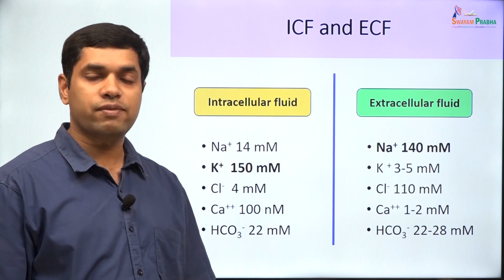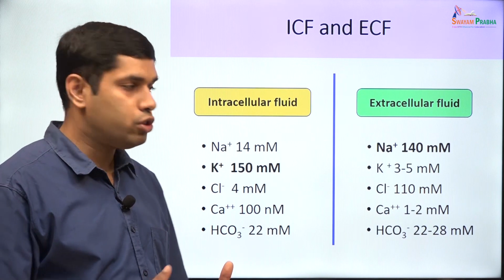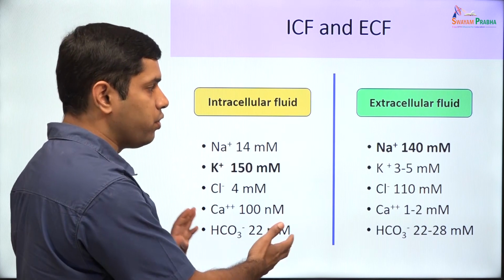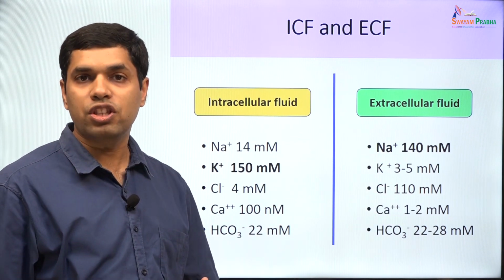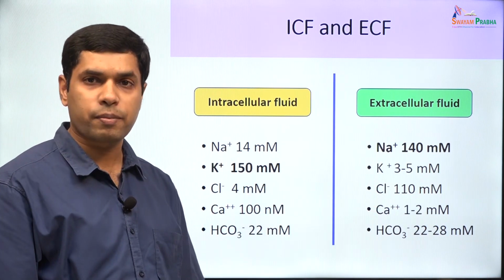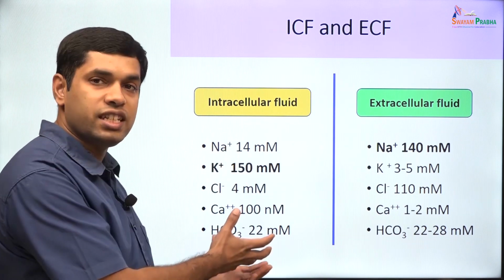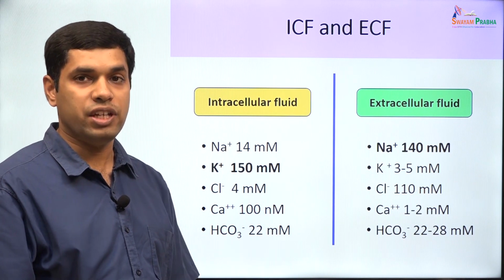Now, we should ask ourselves some questions. First of all, how is it that the cell is able to keep the intracellular fluid so different from the extracellular fluid? And the second thing we should ask is, what is the use of keeping the ICF different from the ECF? Now, to address the first question, how does the cell keep the ICF different? That is predominantly by the sodium potassium ATPase.